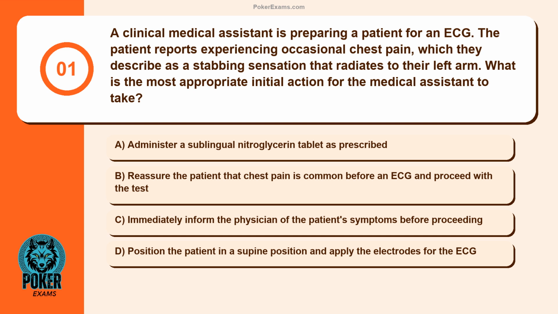Administer a sublingual nitroglycerin tablet as prescribed. Reassure the patient that chest pain is common before an ECG and proceed with the test. Immediately inform the physician of the patient's symptoms before proceeding. Position the patient in a supine position and apply the electrodes for the ECG.